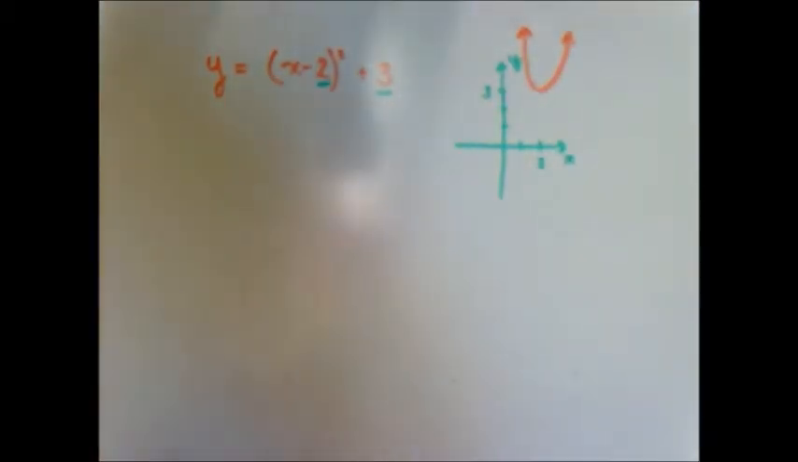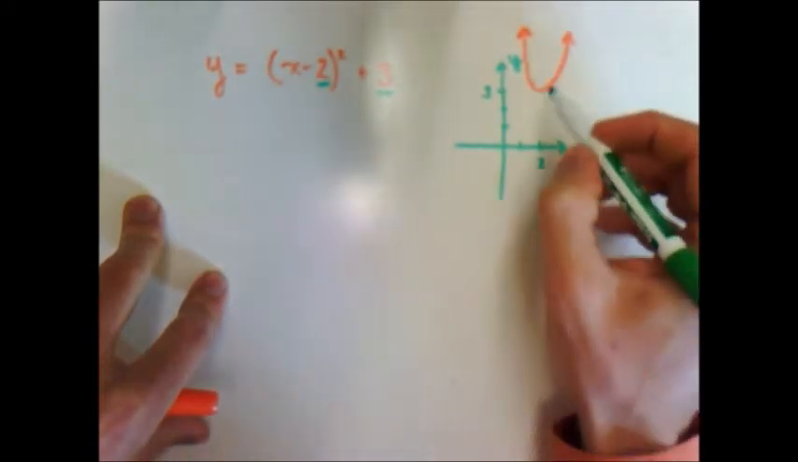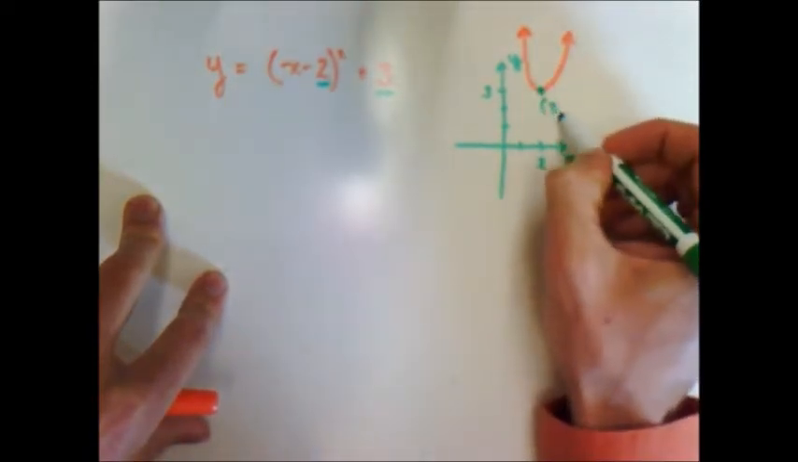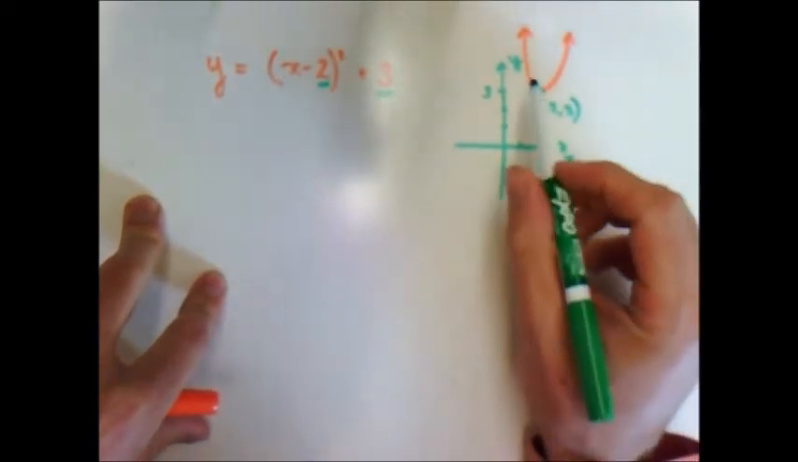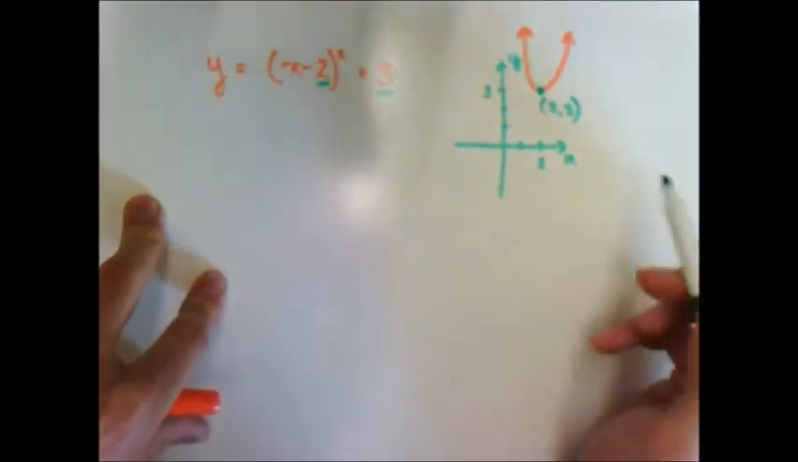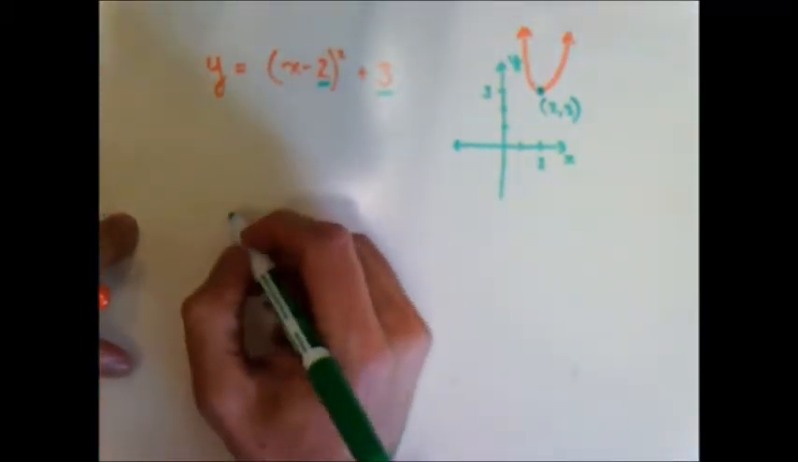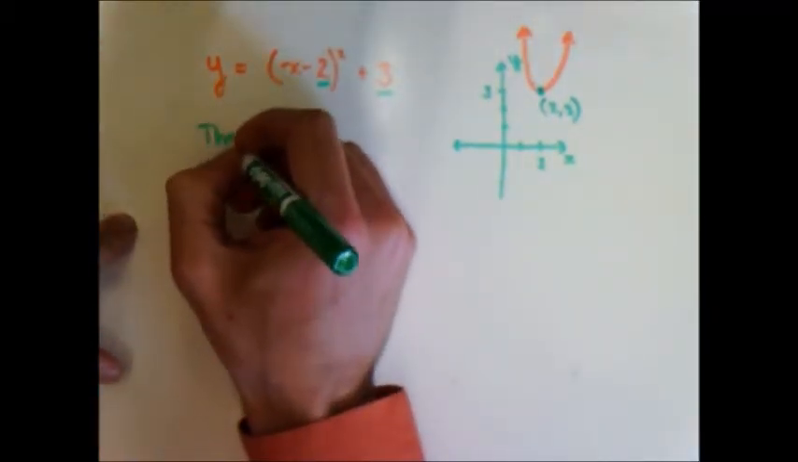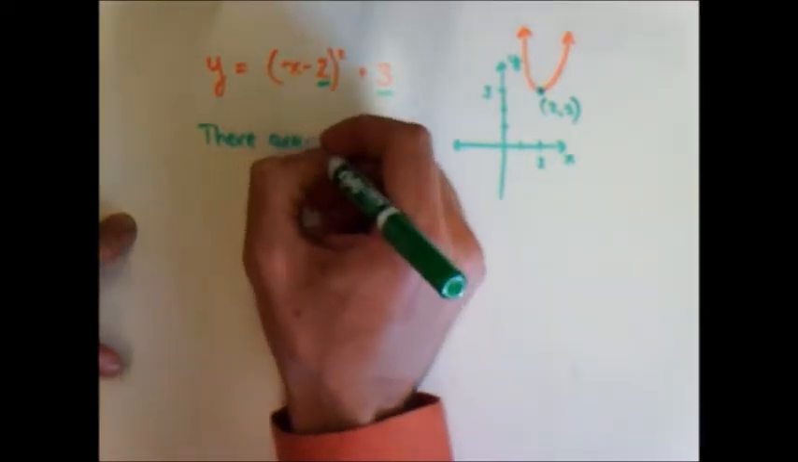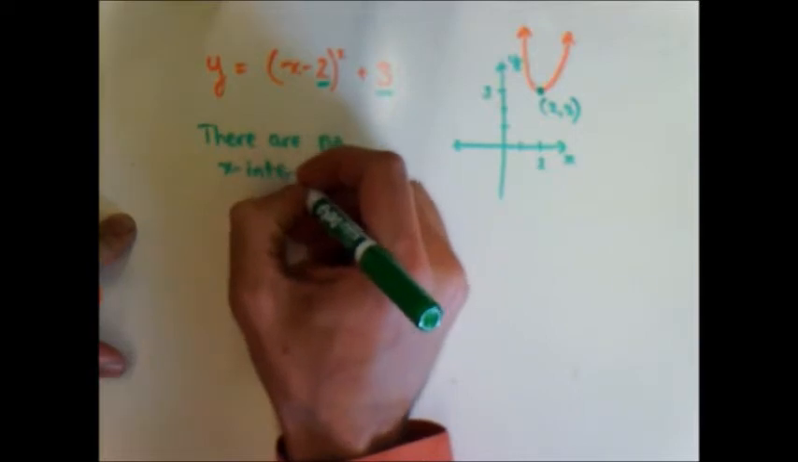Part B of example 3 asks us to determine the x-intercepts. Just a quick look at the sketch over here. This is the sketch of our parabola. If the vertex is at the point (2, 3) and the parabola opens up, does it ever cross the x-axis? The answer to that, of course, is no. There are no x-intercepts in this case.